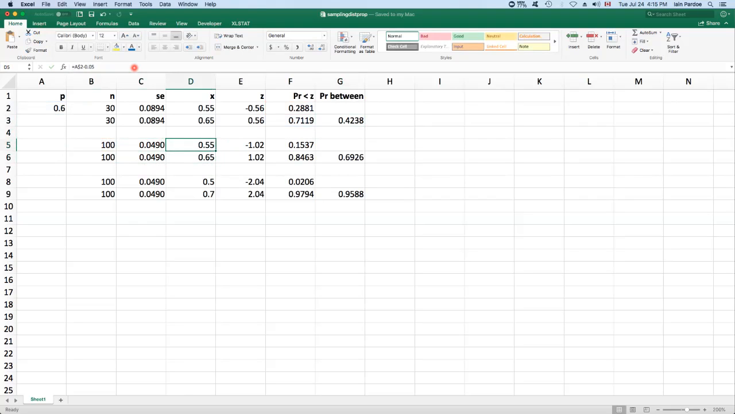So if the standard error has decreased, the normal curve is going to be tighter and higher at the mean. And so we're going to have more probability in between 0.55 and 0.65. And we can confirm that because the standardized Z values will be further away from 0. So they're going to contain a higher probability in between them.